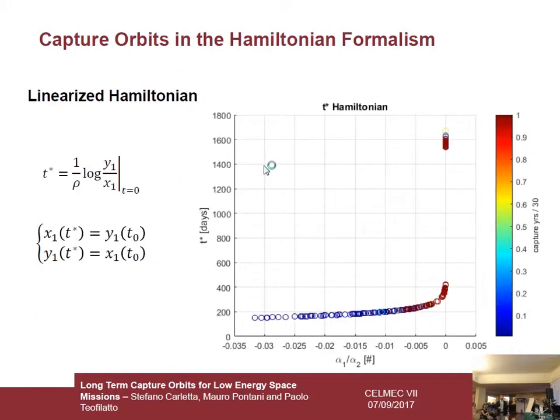If we now match the capture time, let's say, there's no real capture in the linear model, but the time to migrate to the smaller primary, with the capture times inferred from the nonlinear integration, we can see that there's good matching between the two. And again, this plot includes T star, the color bar represents the time from the nonlinear model, and we have on the x-axis the ratio alpha 1 over alpha 2. So it means that apparently alpha 1 over alpha 2 is a good indicator again.